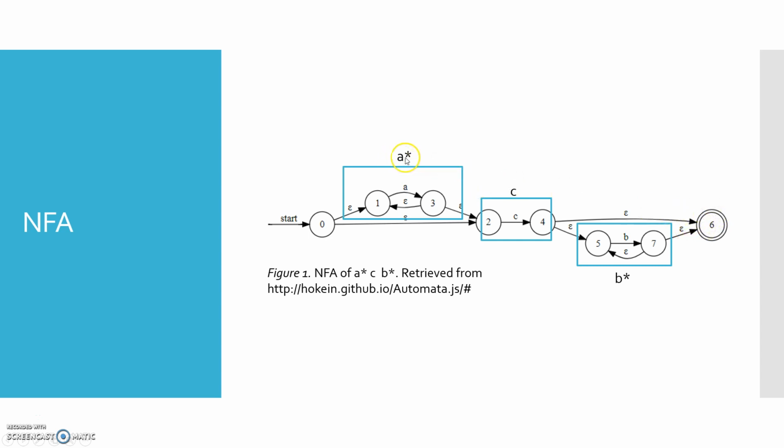Now, let's say you don't want any a's or any b's. You can have it go from 0, transition through the epsilon. Now you must have at least one c. So if you have no a's, one c, no b's, it'll still transition to the acceptance state.